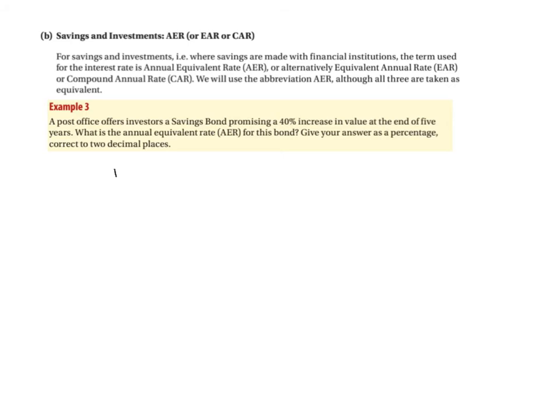We're looking for 1 plus I to the power of 5, that's for the yearly one, is equal to 1.4, because that there is a 40% increase. So let's work out what's going on here. First thing we need to do is get rid of the power of 5. So 1 plus I is equal to 1.4 to the power of a fifth. And that means that I is equal to 1.4 to the power of a fifth minus 1.